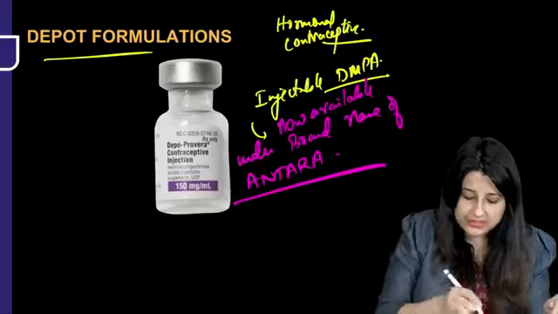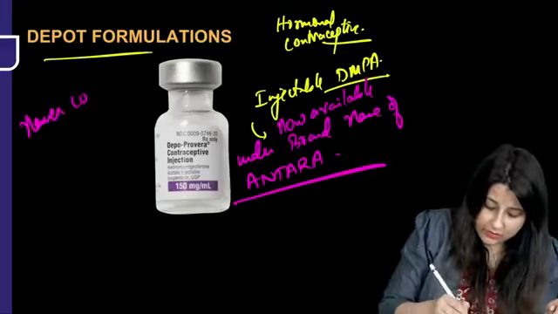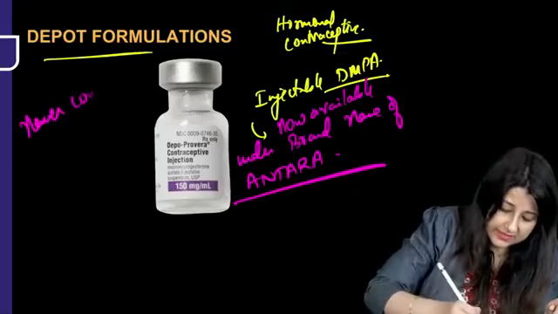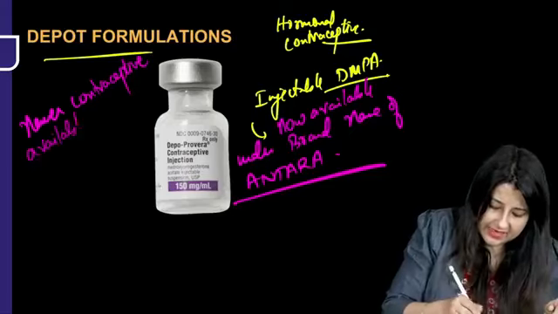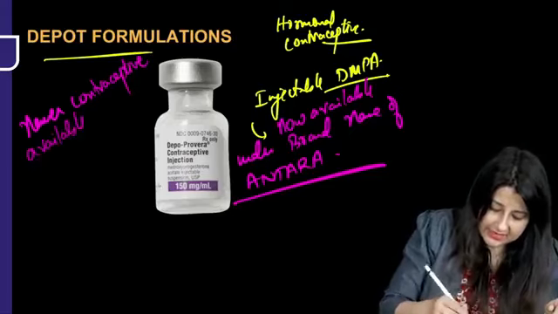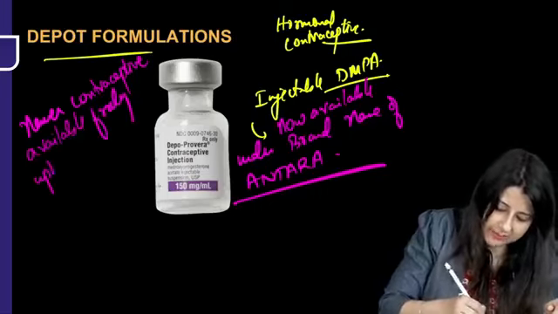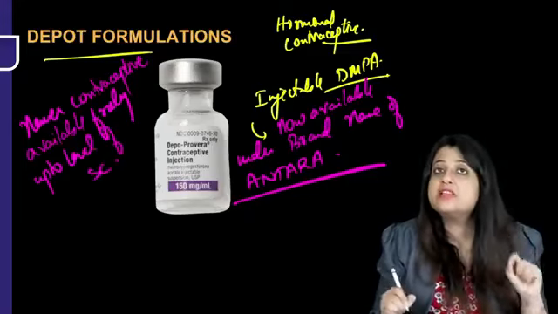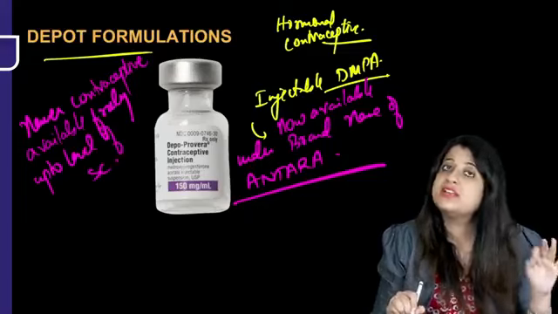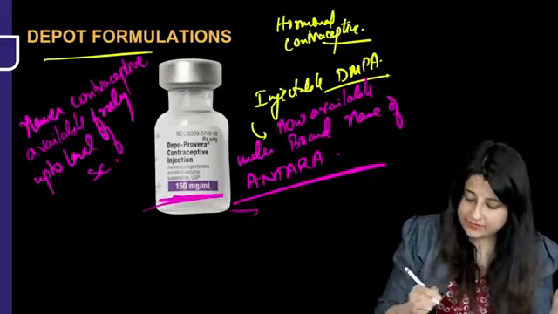Okay, so this is basically a newer contraceptive, guys, which is now available freely. Now available where? Up to the level of subcenter. These are the newer contraceptives introduced under the National Family Welfare Program. And what is the dose? It's written over here, 150 milligram.